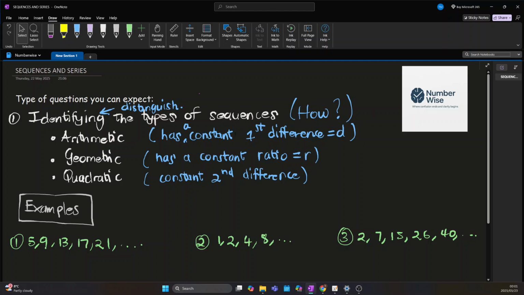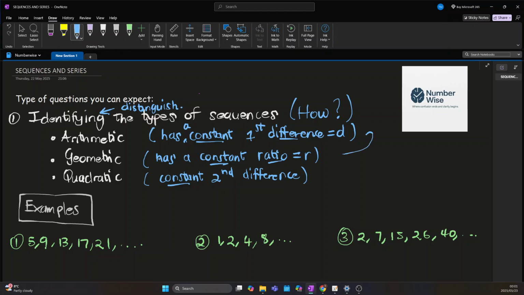What is common with the identification of these patterns is that it has something constant. It's either a difference or a ratio. So let's start with geometric. There's a reason why I want you to start with geometric. You first check if it has a constant ratio. If not, then it's not geometric. If it has, then it's geometric.